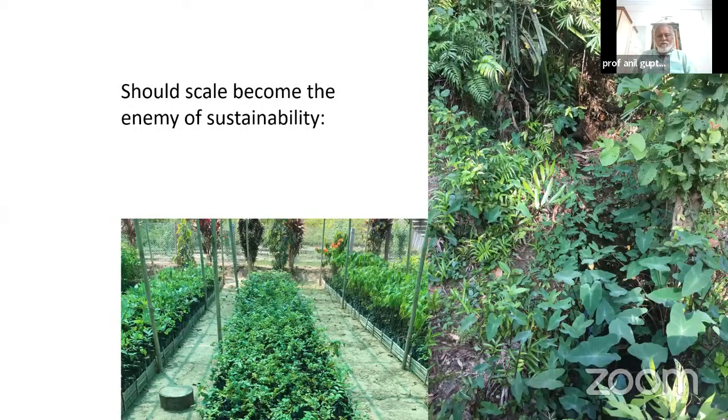So there is a way to convert our skills into a societal problem. It is not that we cannot do that. We should do that. All right, that is also a point.